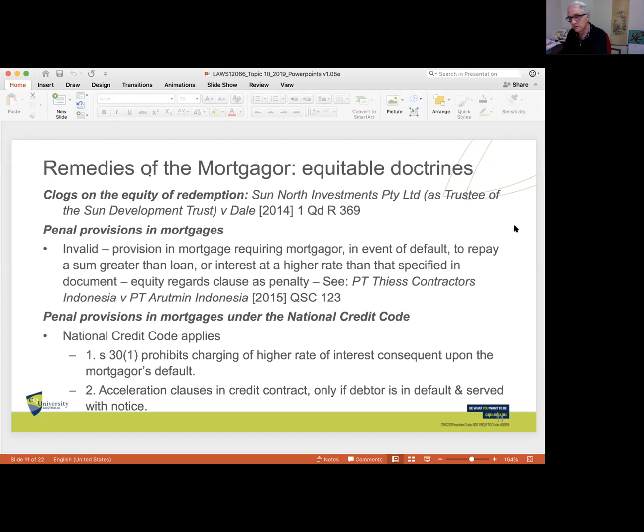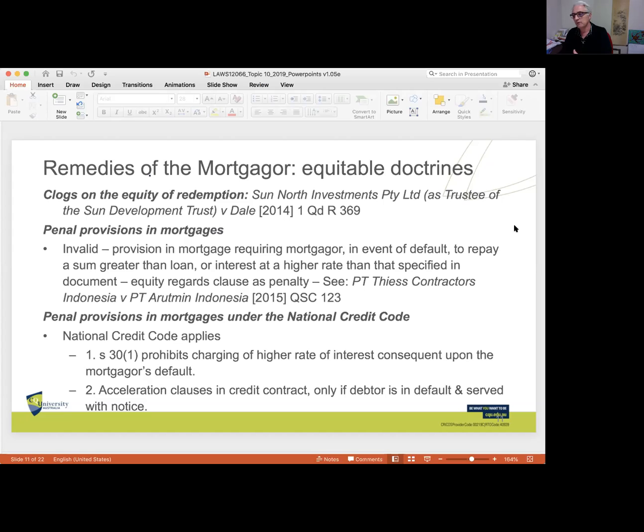What's interesting in this discussion around clogs on the equity of redemption is that there's a couple of cases there, and I've referred to the Sun Development. Before that, there's the Westfield Holdings and Australian Capital Television case, which is a decision of the Equity Division of the Supreme Court of New South Wales in 1992, the judgment of Justice Young.